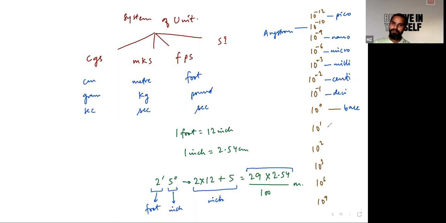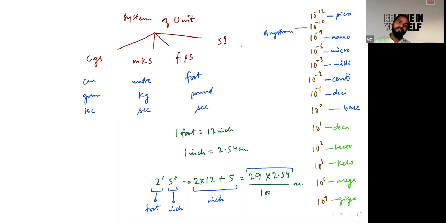Similarly, the larger prefixes would be deca, hecto, kilo, mega, giga, and so on. If you're using length, it will be centimeter, decimeter, millimeter, micrometer, nanometer, picometer, and so on. If you are calculating in terms of mass, it would be centigram, milligram, microgram, nanogram, and so on. So the base quantity will define that particular measurement, and you have to use these terms as prefixes. Is it clear to everyone?